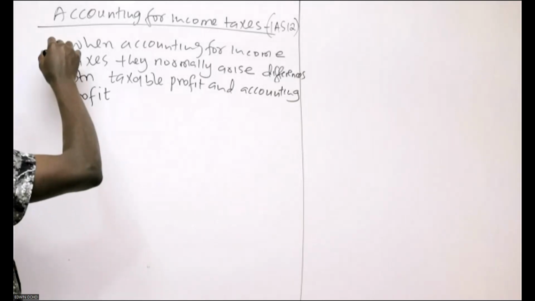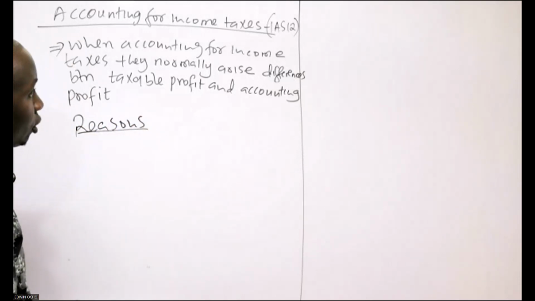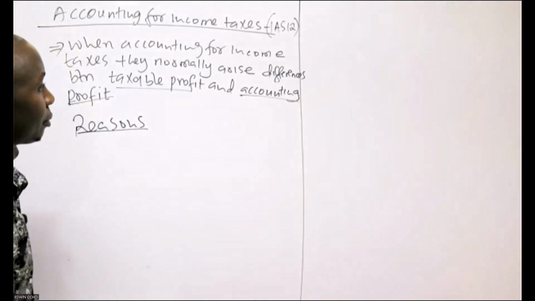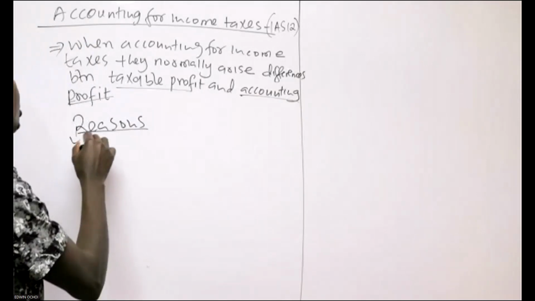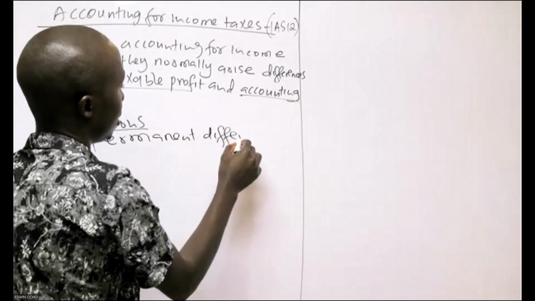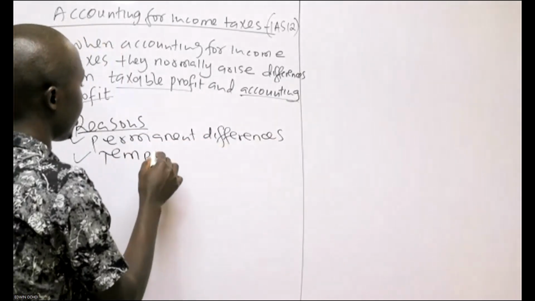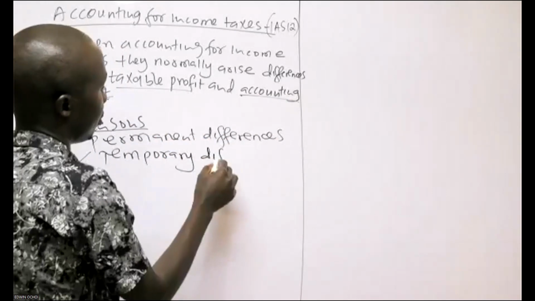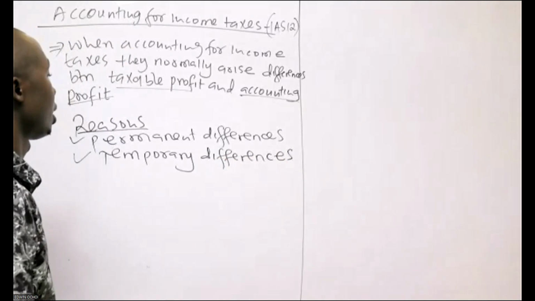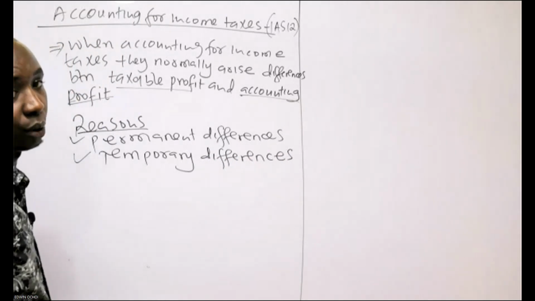So what are the reasons responsible for this difference? Why do we have the difference between taxable and accounting profit? The difference arises due to permanent differences and temporary differences. When we talk about permanent differences and temporary differences, what do we mean?